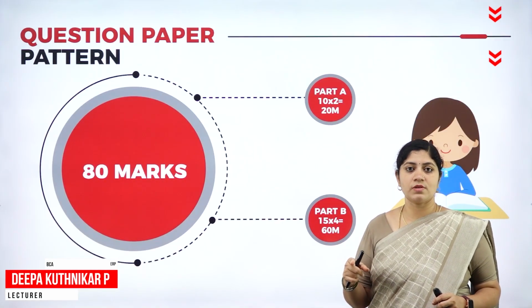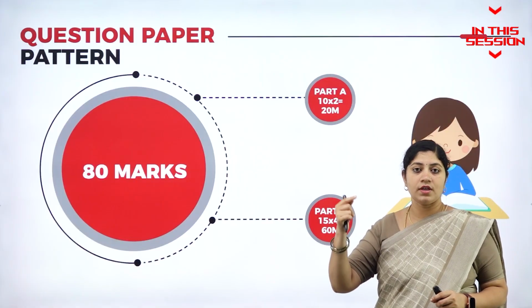How will these 4 questions be? Each question will have an internal choice, okay?